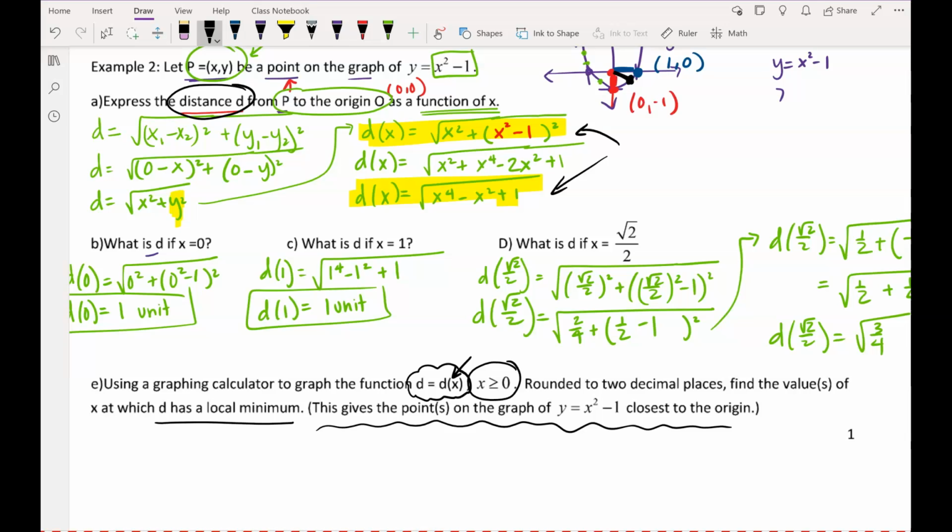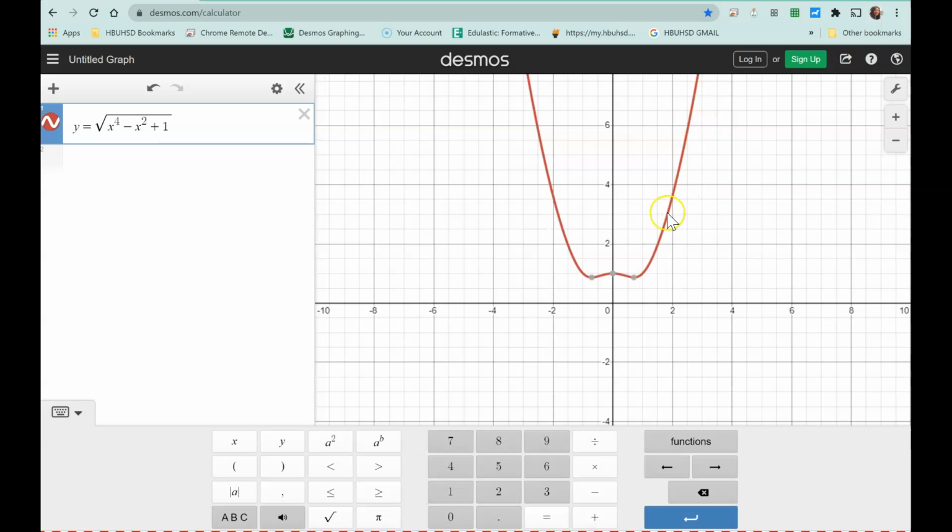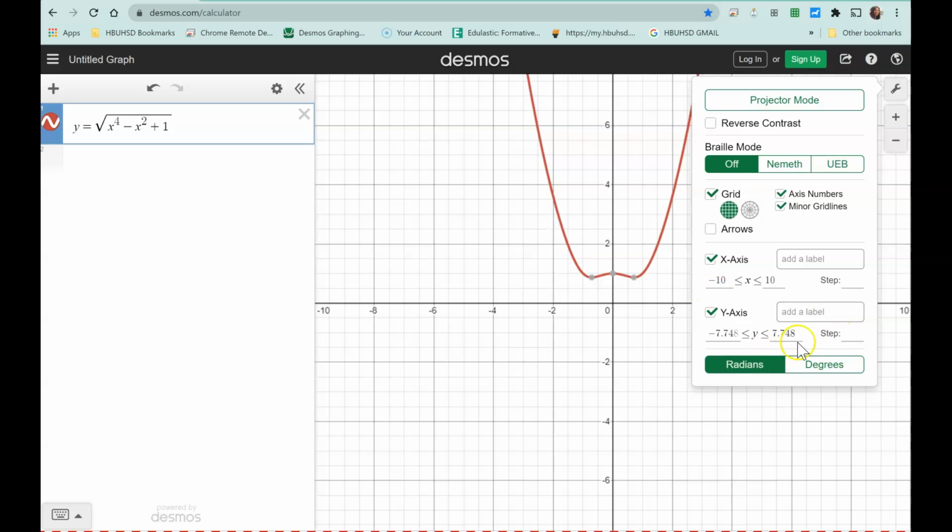And that is y equals, so d of x equals square root x to the 4th. I'm using the distributed one. It doesn't matter which one you use, guys. It really doesn't. Plus 1. Let me move it over here so you can see it. I typed it in. As you can see right here, this is the distance formula. So what I mean by that is, let me label the x-axis, x is distance to origin.